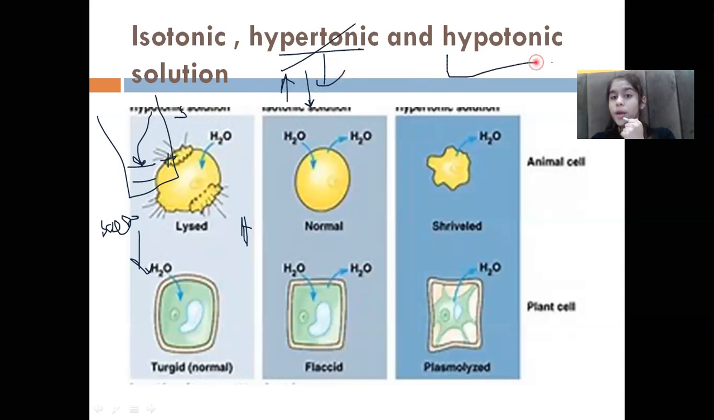Whereas in hypotonic solution, जो मेरा solute है, that is in less quantity, but the solvent is in more quantity. Means here my salt is in less quantity and the water is in more quantity. Clear? But in isotonic, both are equal. Okay? Equal. Fine?